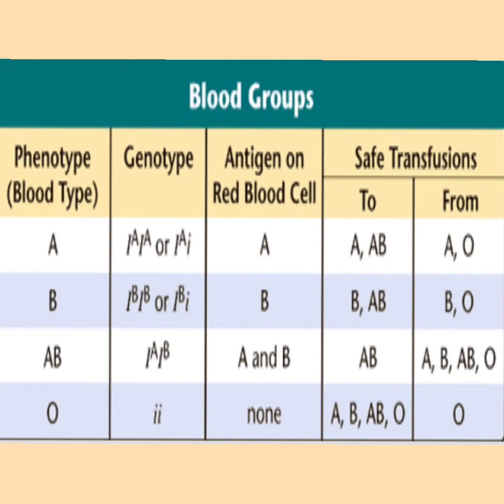If you take the next blood group B, the genotype is I^B I^B, or I^B and I^O, or small i.